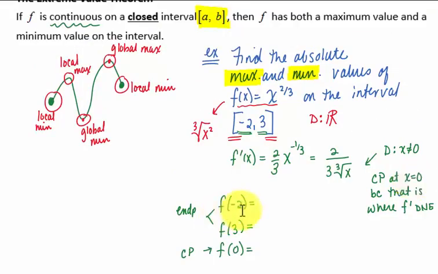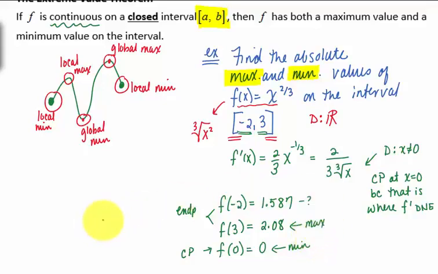When I calculate f of -2, I get 1.587. When I calculate f of 3, I get 2.08. When I calculate f of 0, I get 0. Now we can clearly see that this is a maximum and that this is a minimum, but because this is in between, we don't really know what's going on there.